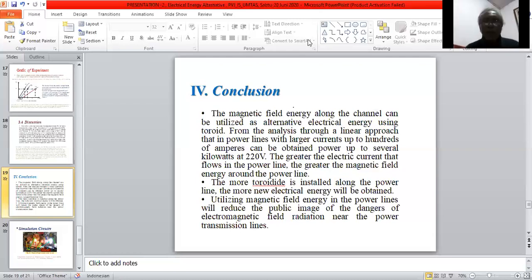This is the figure of the simulation circuit. Look at a toroid, some of the toroid. This is a result of the experiment in a laboratory.